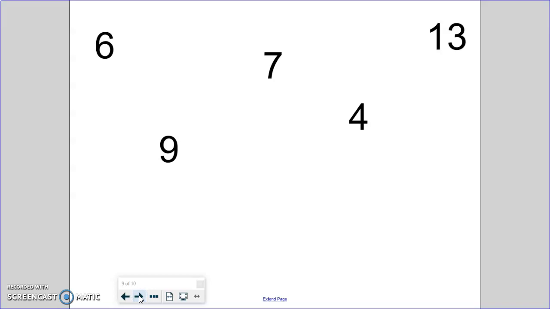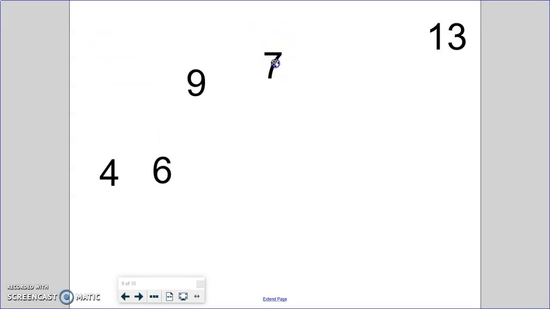Okay, here's another set. Which number do you think should go first? The number 9? No. I see a number that's even smaller than 9. How about the number 4? Yeah, I don't see any smaller numbers than 4, so we'll start with 4. If we keep counting up, I think the next number is 5, but I don't see a 5. Let's keep counting. 6. Oh, there it is.